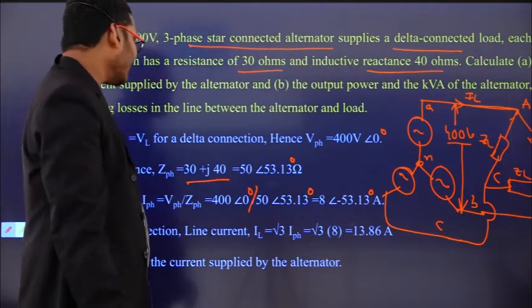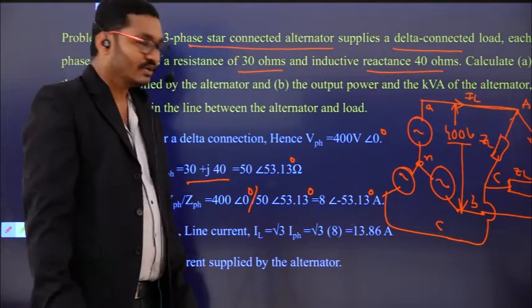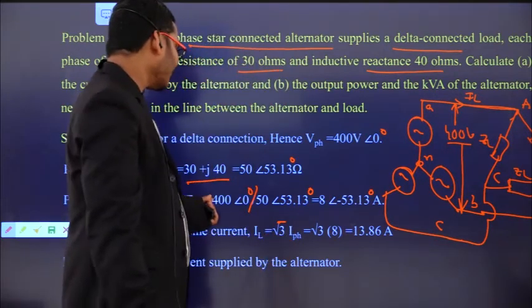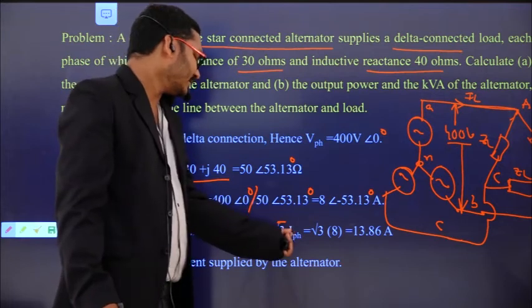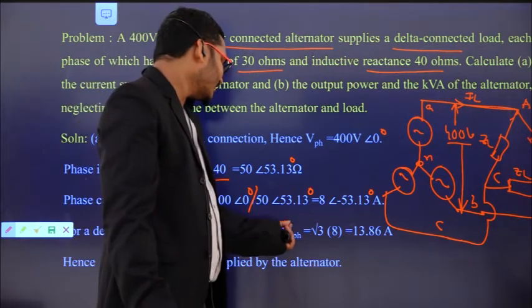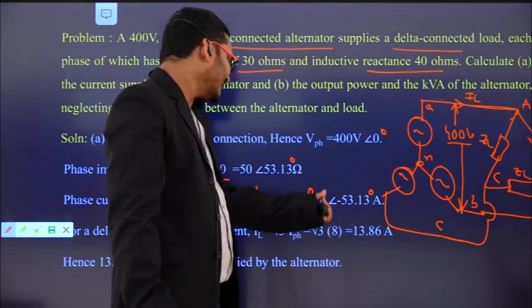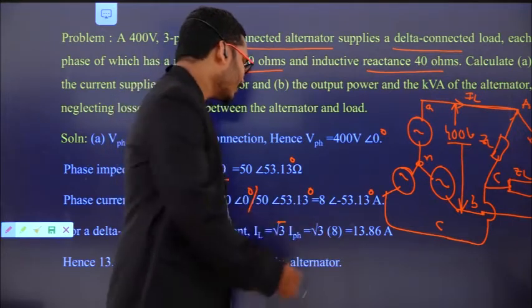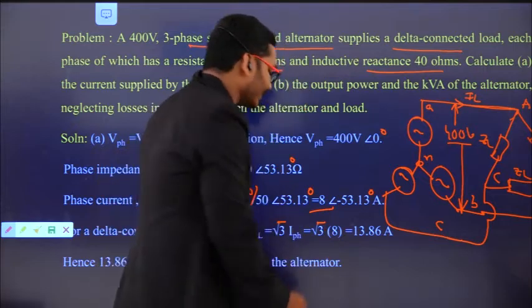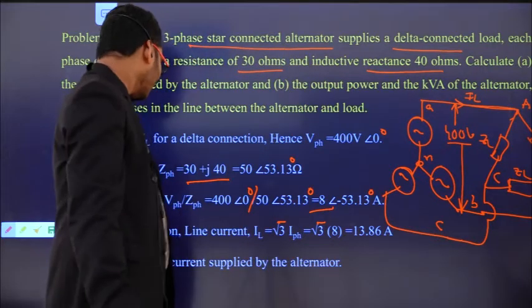So for delta connection, the line current IL equals √3 times I phase. Just substitute the I phase value in this formula and you will get the line current. The magnitude of I phase is 8, so √3 times 8 gives 13.86, which is the line current.